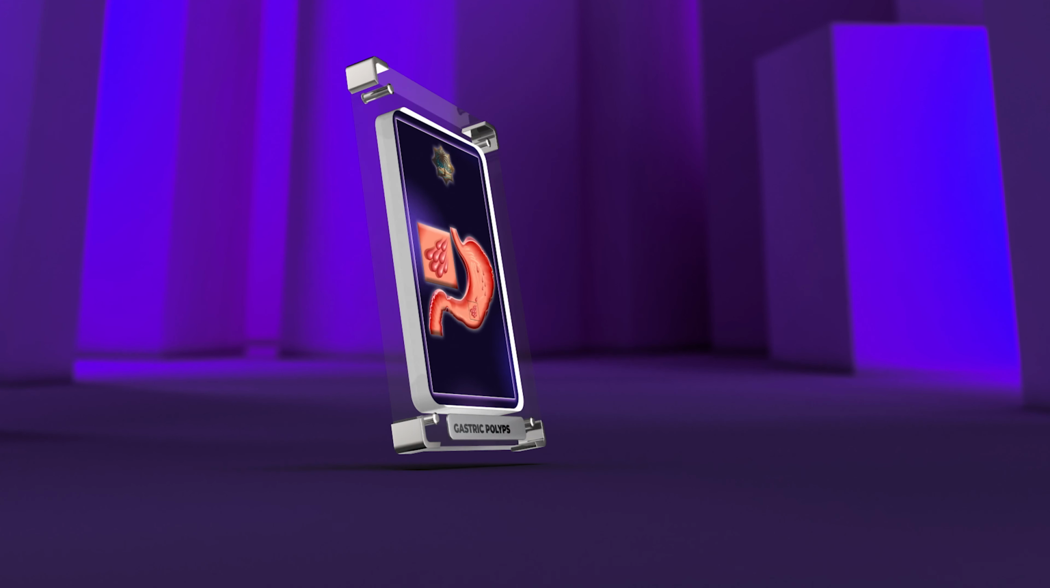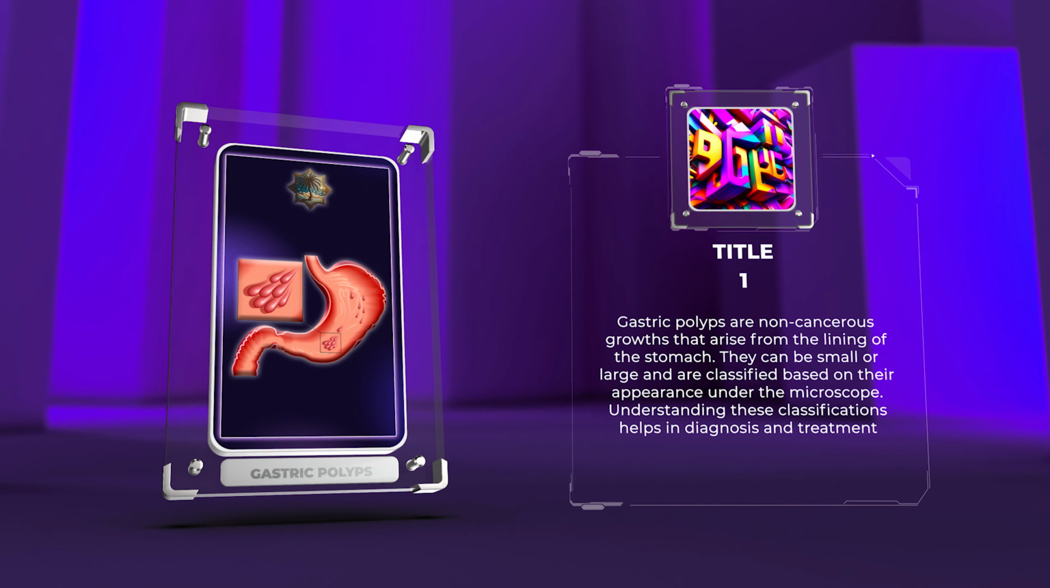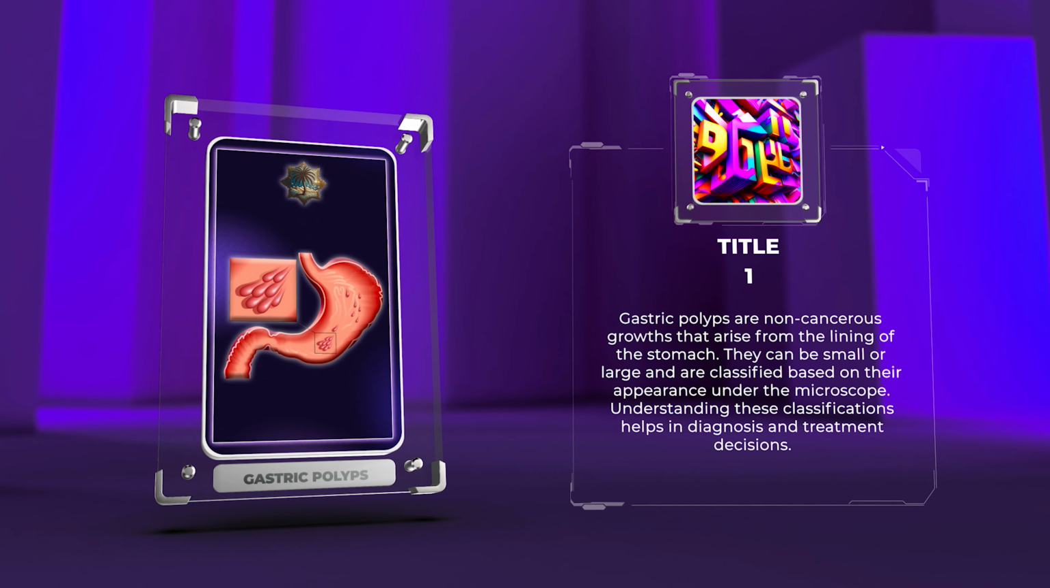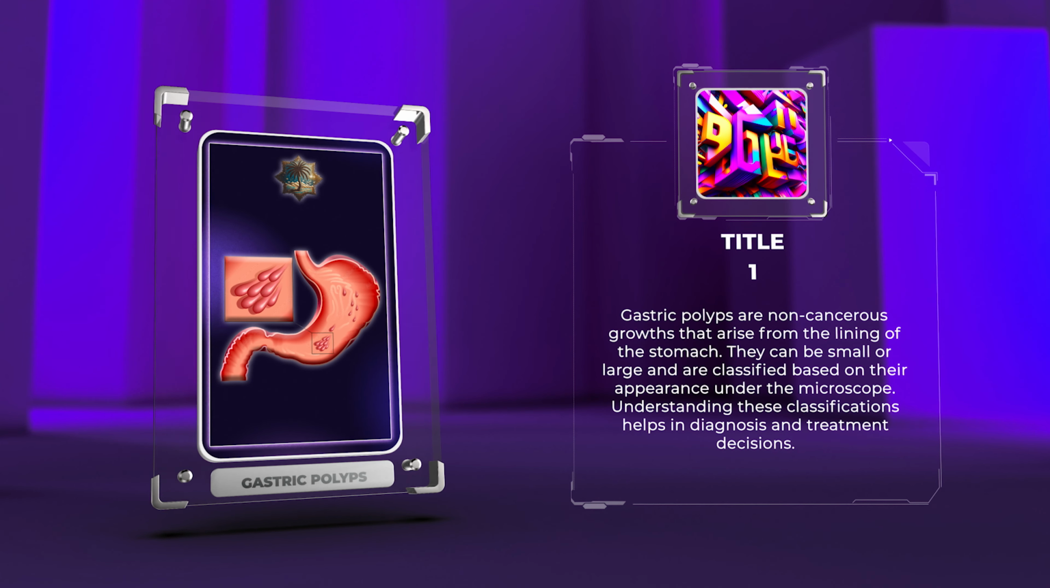Gastric polyps are non-cancerous growths that arise from the lining of the stomach. They can be small or large and are classified based on their appearance under the microscope. Understanding these classifications helps in diagnosis and treatment decisions.